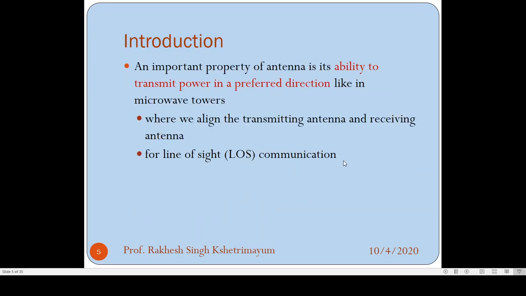Another very important property of antenna is that antenna can have directional radiation patterns. That means antenna can confine the power in one particular direction, and it can decide where to send the signals. Signals can be sent in one particular direction, or you may decide not to send signal in another direction. So that is dependent on one parameter called antenna radiation pattern.